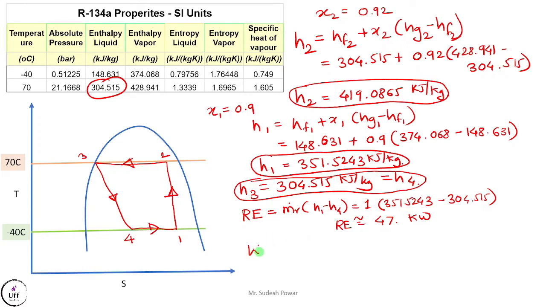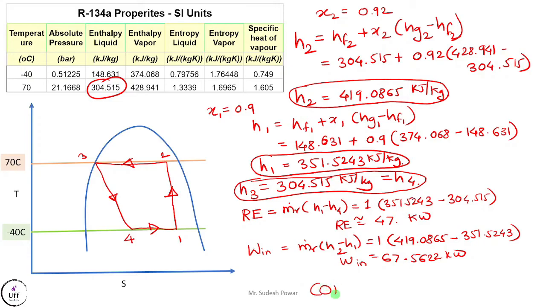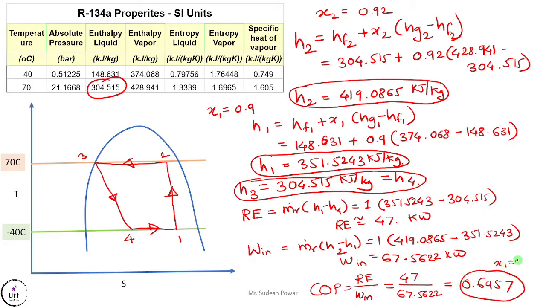Then work input we can find out. It is mass flow rate of the refrigerant into H2 minus H1. The work input is 67.5622 kilowatt. The COP we can find out as refrigerating effect upon work input. Corresponding values we need to put, like refrigerating effect is 47 and work input is 67.5622. So ultimately we are getting COP as 0.6696957. So this is the COP for the first case when x1 is 0.9. Now let's try to solve for second case.